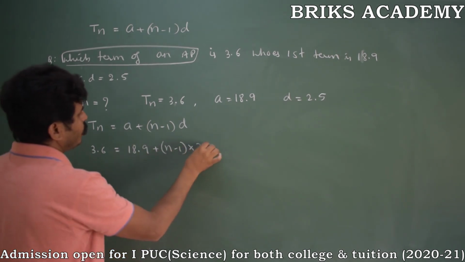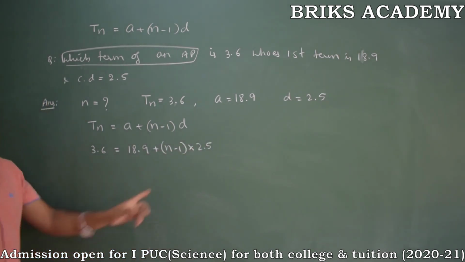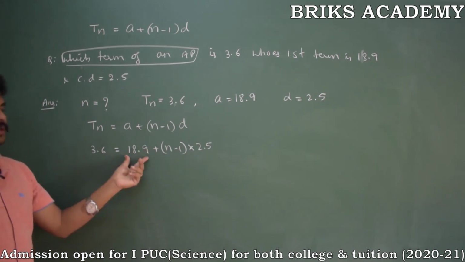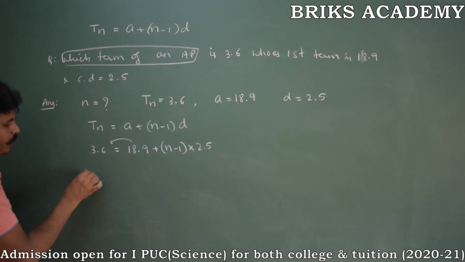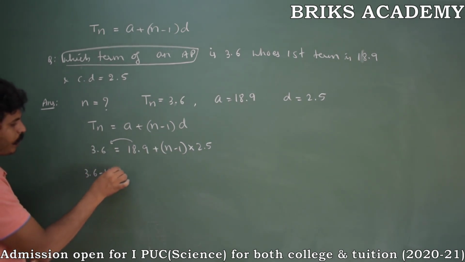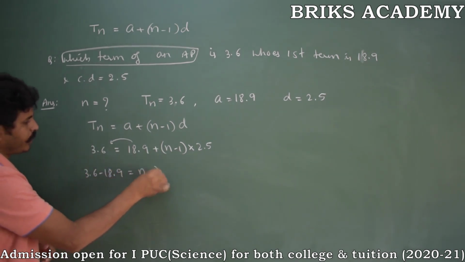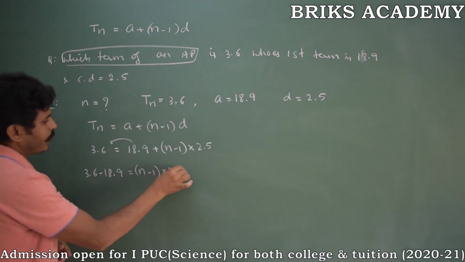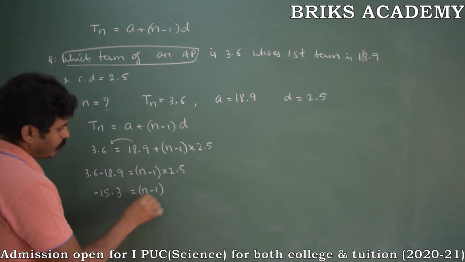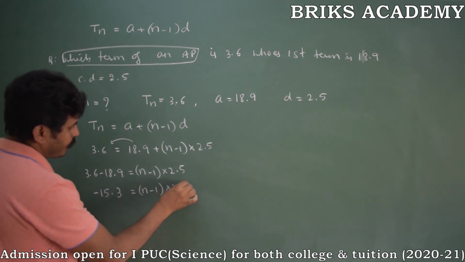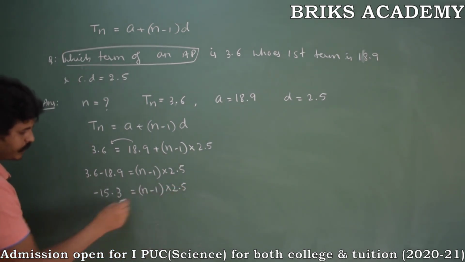18.9 plus n minus 1 into what is d? D is 2.5. When there is multiplication and addition, first you have to consider addition, I have already said. I have to take this side. 3.6 minus 18.9 equal to n minus 1 into 2.5. n minus 1 into d, d is 2.5. Now take this side.